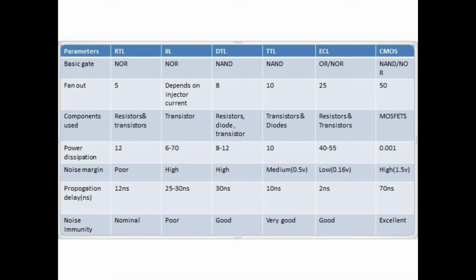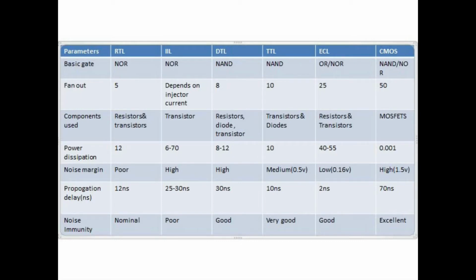Next are the different components used in these logic families. RTL uses resistors and transistors. IIL uses transistors. And DTL uses resistors, diodes and transistors. And in the case of TTL, the components used are transistors and diodes. And for ECL, resistors and transistors. And finally, in the case of CMOS, the components used are MOSFETs.